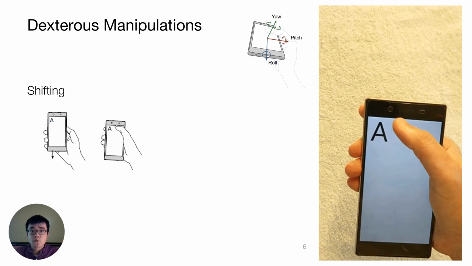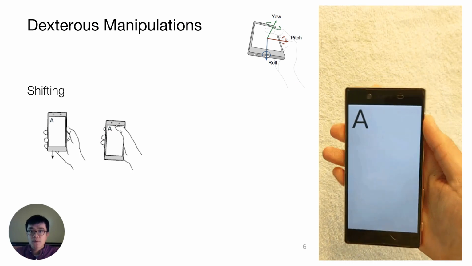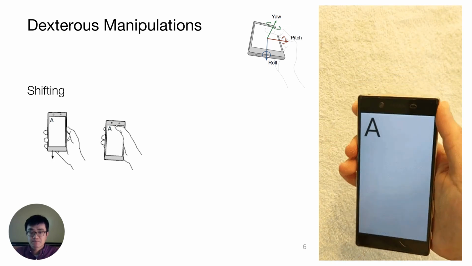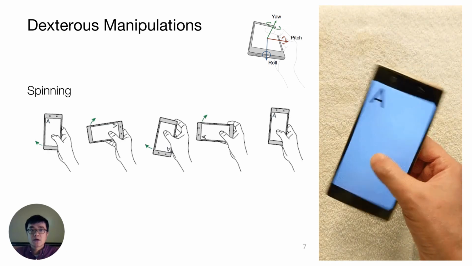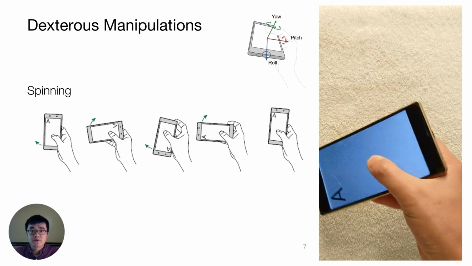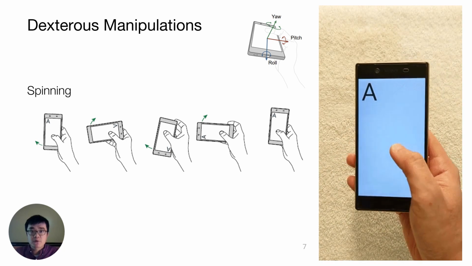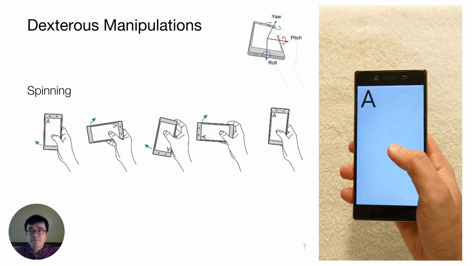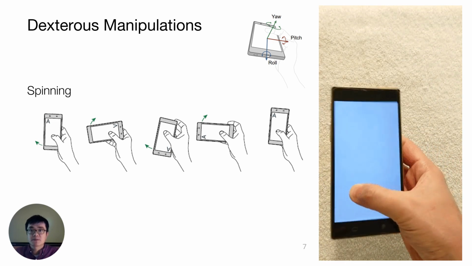Shifting uses the regrasping method to change the grip and walk up or down the phone, as shown on the right. Spinning circles the phone around the yaw axis. It can be performed by pinching the phone with thumb and index finger and use the free fingers or gravity to spin the phone.